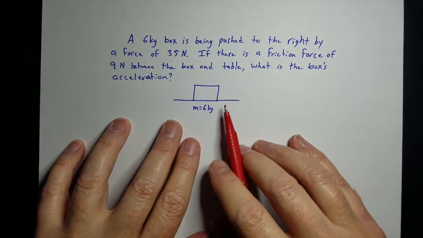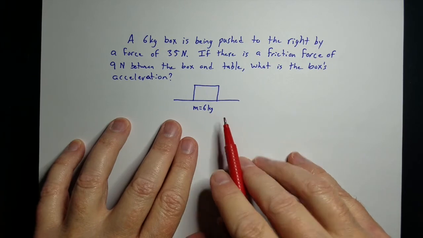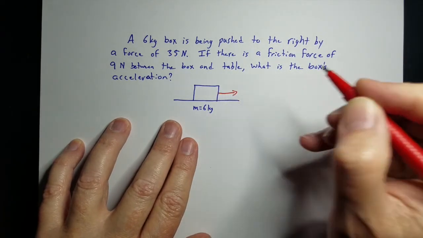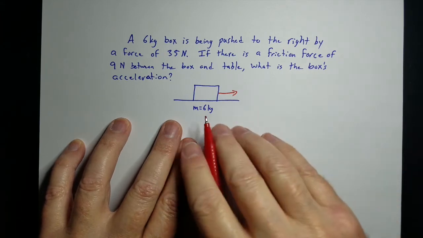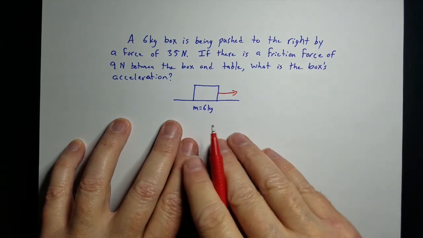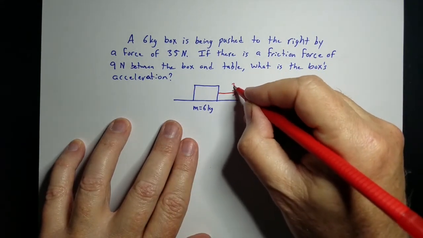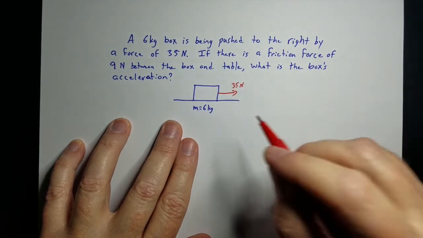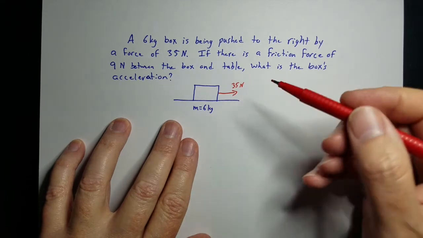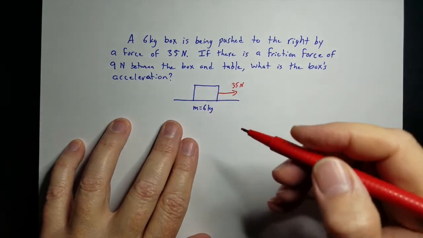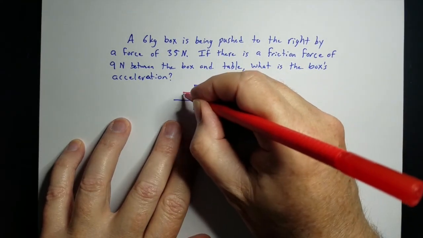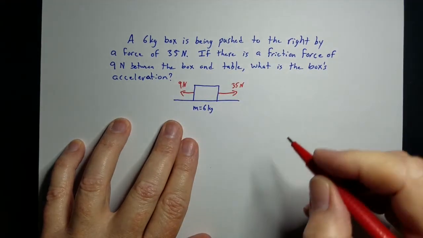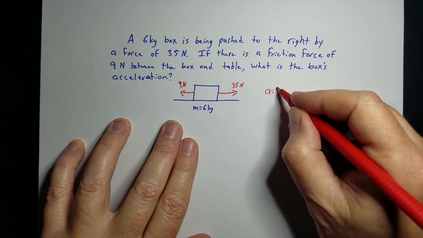So I've already got it started with a box on our table. The box is 6 kilograms. It's being pulled or pushed. It doesn't make any difference because we're going to draw the arrow the same way either way. By a force of 35 newtons. We have friction. Friction is always the thief. It always takes away. So it's always going to go the opposite direction of your motion. Of 9 newtons. And we want to figure out the acceleration of the box.